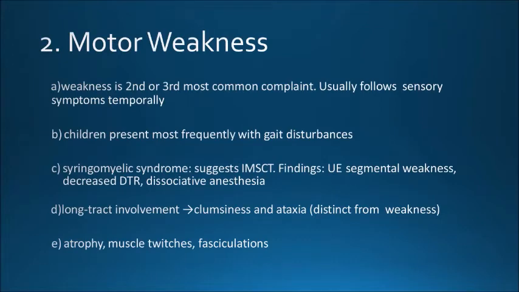Then coming to the neurological deficit or the motor weakness. Weakness is the second or third most common complaint. It usually follows the sensory symptoms temporally, and children present most frequently with gait disturbances. Then the syndromic presentations suggest intramedullary spinal cord tumors, and the findings can be upper extremity segmental weakness, decreased reflexes, and dissociative anesthesia. Then we can have long tract involvement, with clumsiness and ataxia, and then we can have atrophy, muscle twitching, and fasciculations. So these can be the motor weaknesses.